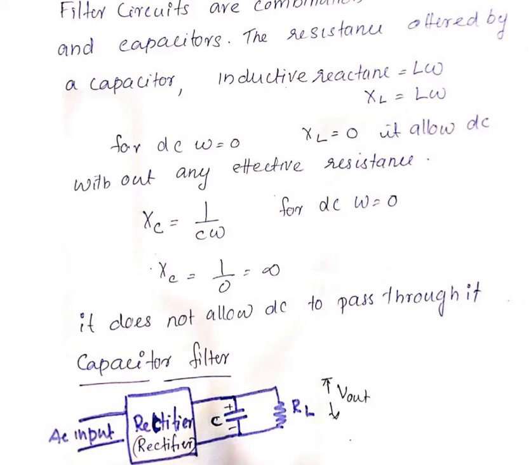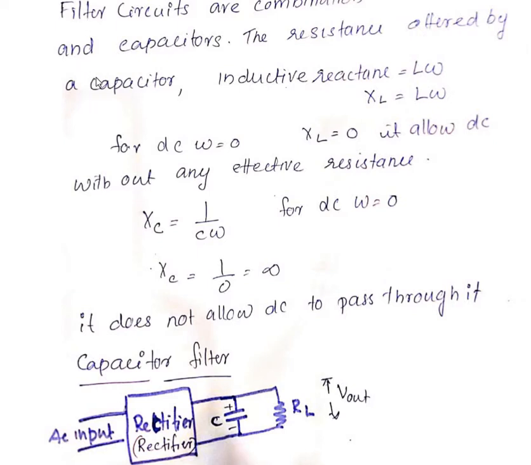So why are these capacitors and inductors used as a filter circuit? Now let us examine the resistance offered by the capacitor. Normally we call that as an... so there is a mistake here. The resistance offered is not by a capacitor, it is by an inductor. So there is a correction. This is not a capacitor, this is an inductor.